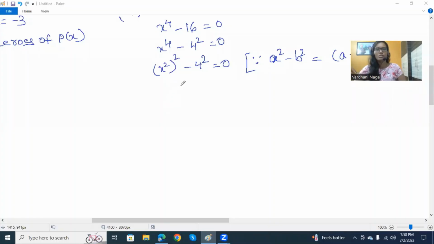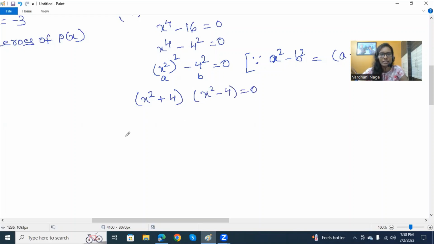So separate the factors. This is like a square minus b square, so we can split this as a plus b into a minus b. Let us take this as a, this is b. So how can you write it? x square plus 4, a plus b, and a minus b, x square minus 4, which is equal to 0. Let's take the first factor and make it equal to 0. Next, let's take the other factor and make it equal to 0 for finding the x values.